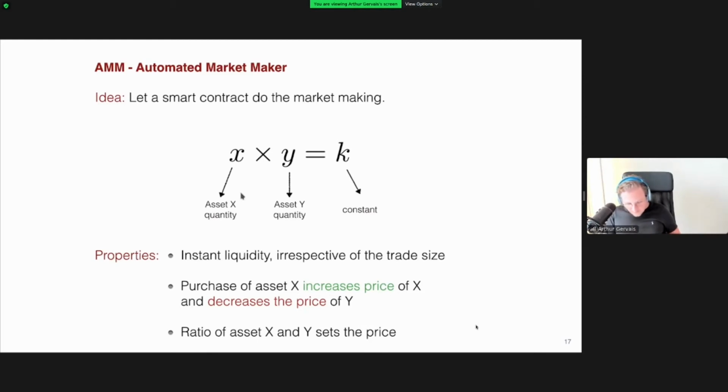And naturally, if you purchase asset X, it will increase the price of asset X in this particular smart contract pool, and it will decrease the price of the other asset Y. In this talk, we are only focusing on pools with 2 assets, right? There are also some proposals for pools with several assets, but I think 90% of the market or even more are only pools with 2 assets. So in the end, the ratio of the asset X and Y sets the price in an AMM.